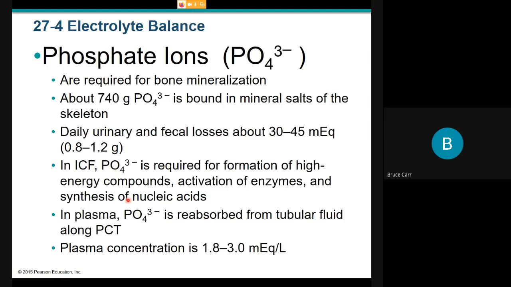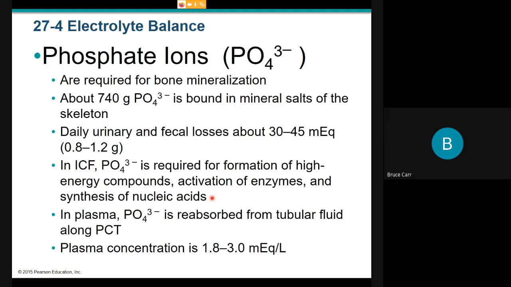In the intracellular fluid, in the cytosol, phosphate is very busy. High energy compounds like ATP and GTP, the P there is phosphate. Phosphate is there to activate enzymes so they can actually perform their metabolic conversion. Any energy requiring reaction uses phosphate. And the synthesis of nucleic acids uses phosphate.